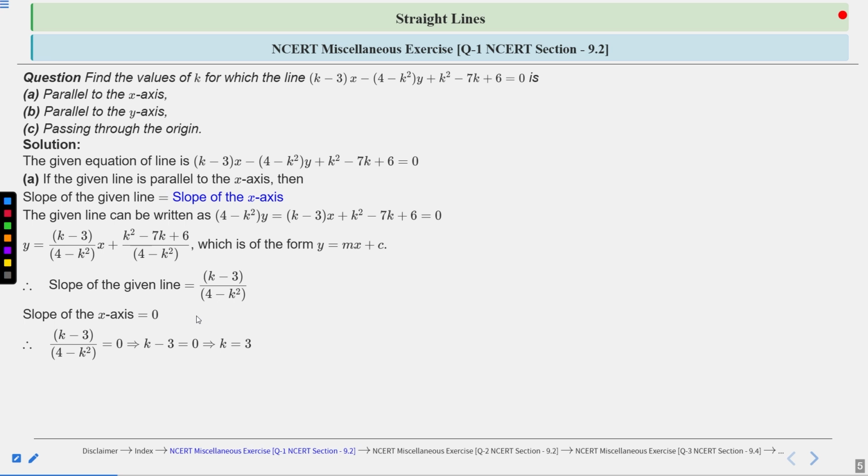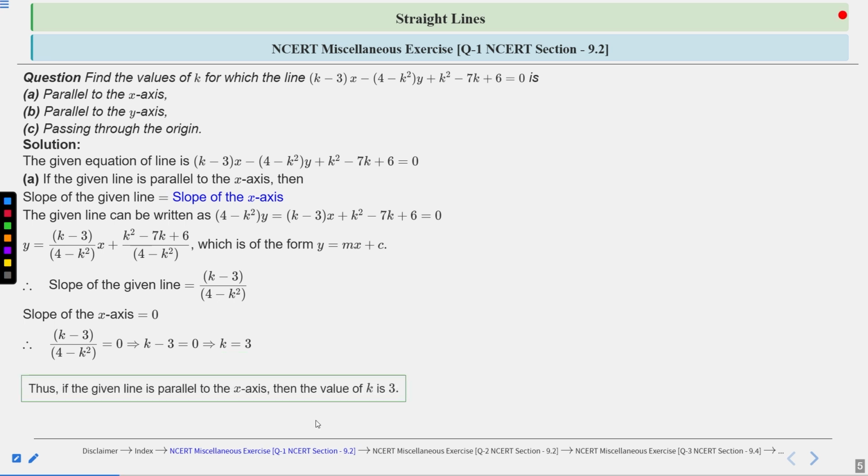So here the slope of the given line is equal to the slope of the x axis. The slope of the x axis is 0, and the slope of the given line is (k minus 3) divided by (4 minus k square). If we equate them, we obtain the equation (k minus 3) divided by (4 minus k square) equals 0. Solving this, we get k minus 3 equals 0, and from here the value of k is 3.